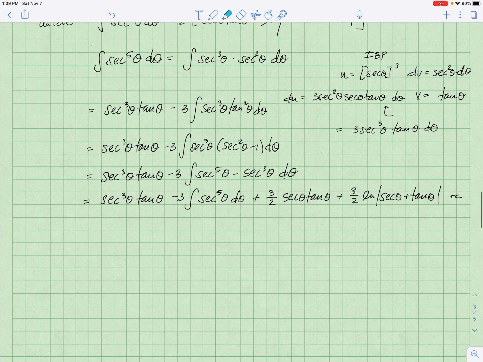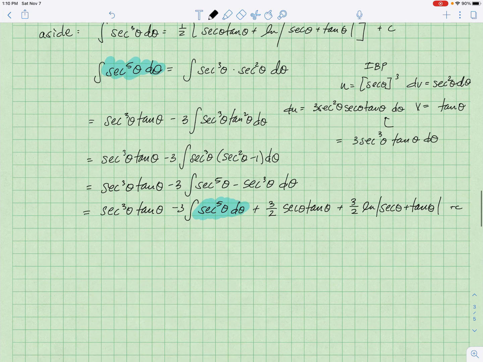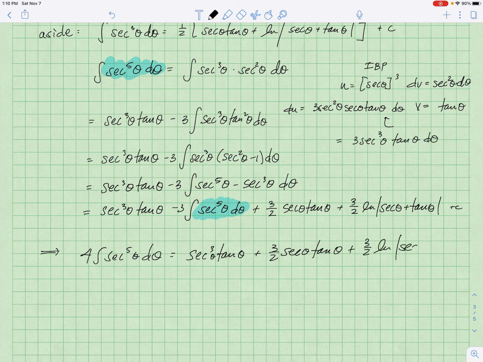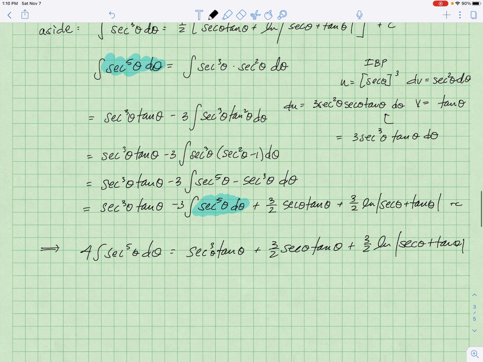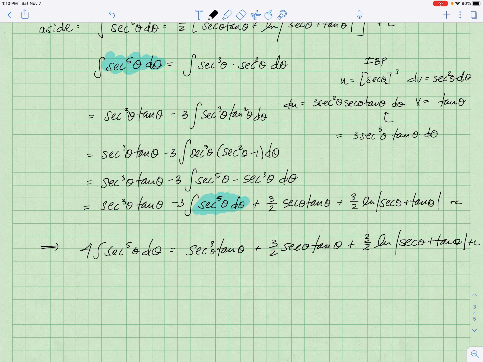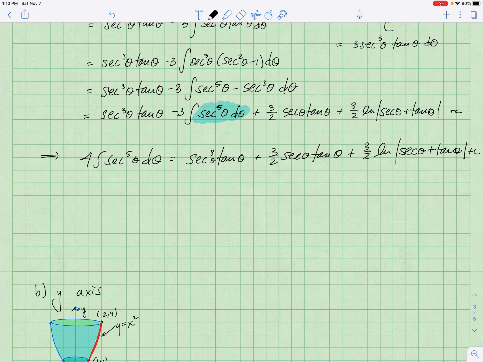But what we did get to happen was we got the secant to the 5th theta integral to pop up again. So this is double cyclic. We'll add that over to the other side. And what we're going to see is 4 secant to the 5th theta d theta is equal to secant cubed theta tangent theta plus 3/2 secant theta tangent theta plus 3/2 the natural log of the absolute value of the secant of theta plus the tangent of theta. Oh, my handwriting's getting sloppy. Just get this over with. Plus C, and then we'll divide both sides by 4, and we'll know what the integral of secant to the 5th is.